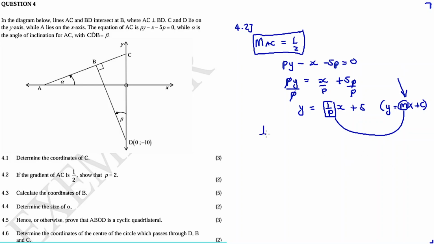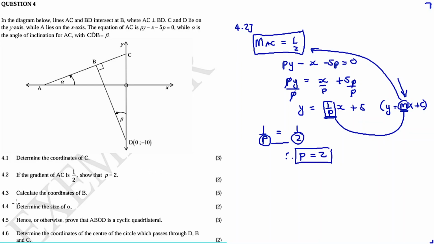So 1 over p is equal to 1 over 2. 1 over p is the same as m, the gradient. We are also given the gradient as 1 over 2. So that means p is actually equal to 2. Therefore p is equal to 2. This is how we show that p is equal to 2.